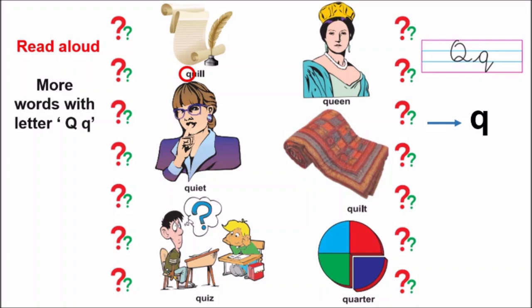Now let us look for Q in the word quiet. Very good. This is also small print Q in the word quiet. Now look for small print Q in quiz. Excellent. Now look for small print Q in queen. Great. Now look for small print Q in the word quilt. Very good. Now look in the word quarter. Very good. You have found all the small print Q.